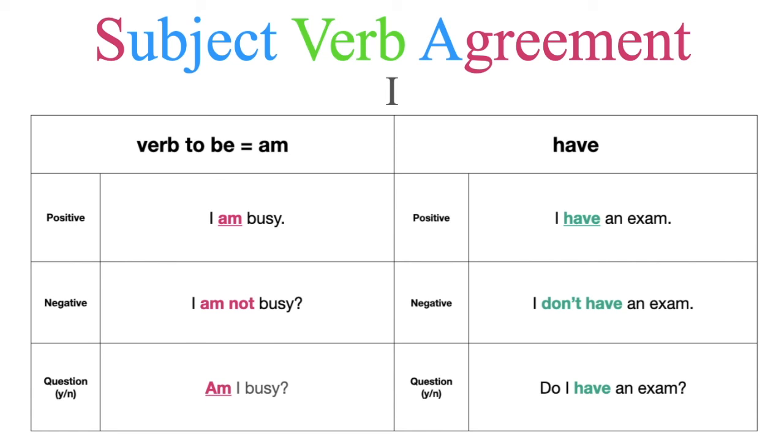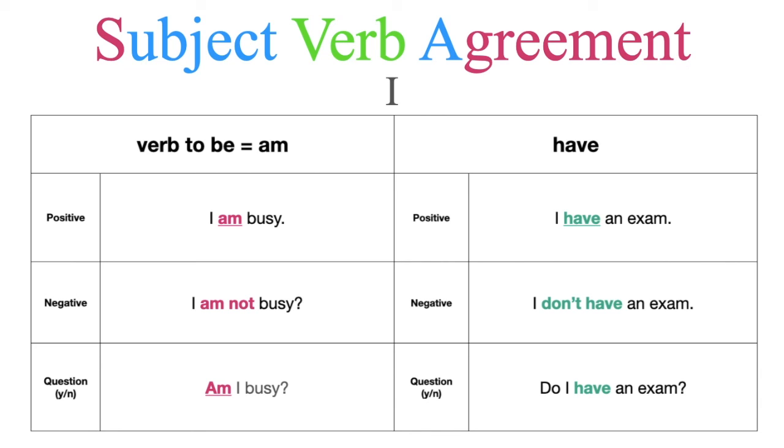So in the positive sentence, I am busy. The negative, I am not busy. And in the question, am I busy? Then when we use I, we're going to use the have. I'm not using has, just I have. So for example, if it's a positive sentence, I have an exam. A negative, I don't have an exam. Or if it's a yes or no, do you have an exam?